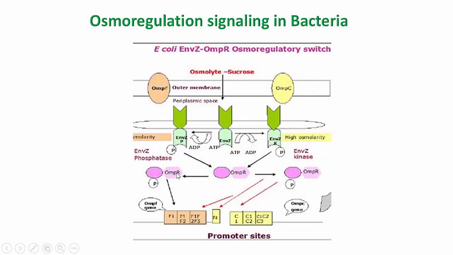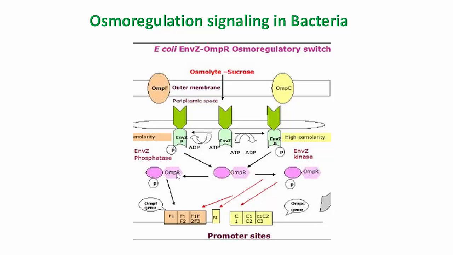When bacteria are subjected to high osmolarity in the medium, they synthesize more OmpC than OmpF. That's why the pore size decreases, resulting in less water entering the cell. But when subjected to low osmolarity of the medium, more OmpF is synthesized, then the pore size increases and more water can enter into the cell.